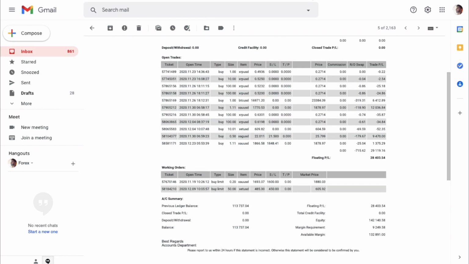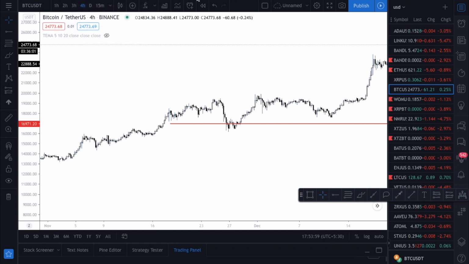Okay, so the first trade which I took was of BTC US dollars. So actually I bought 2 Bitcoin at the price of 16971, but I cut the first one with a profit of around $2,500 and the other one is still running with a profit of around 6,412. Let me show you how I took this trade.